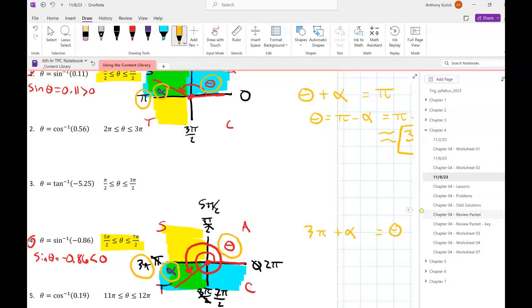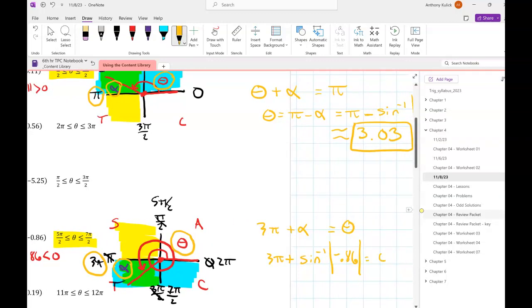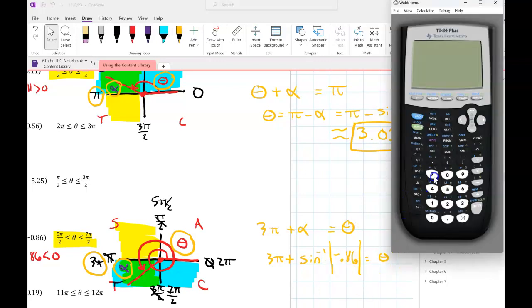It's time to go to our calculator. How do I type in alpha into my calculator? So sine inverse, absolute value of negative 0.86. Now when I type it into my calculator, I'm going to just do the absolute value in my head here.